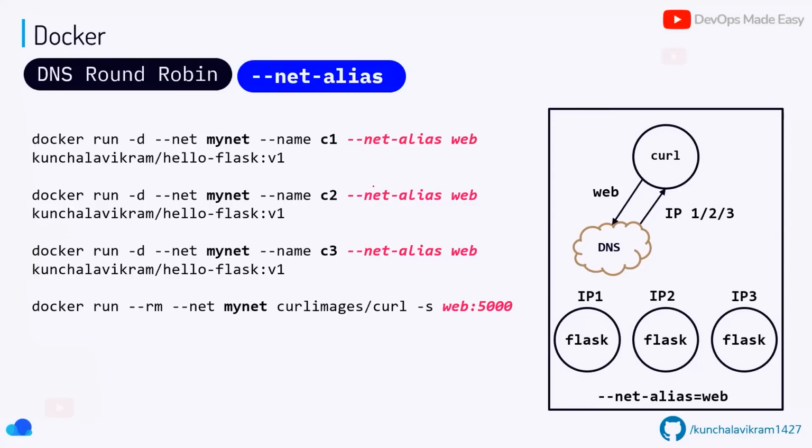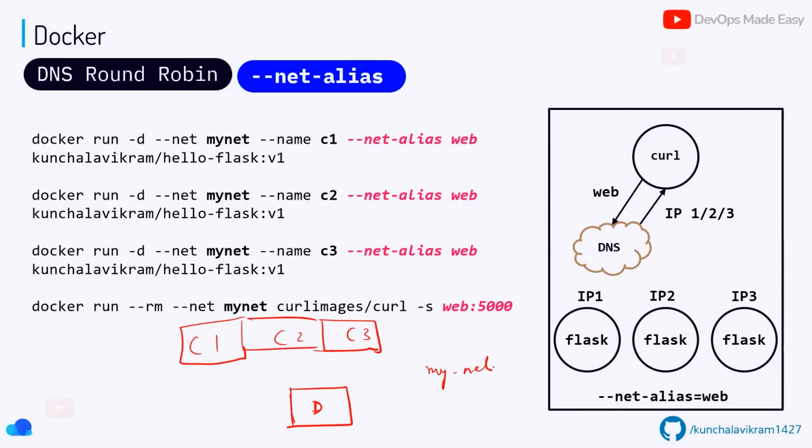Okay. So the meaning is, see here, I have my network. I have three containers, C1, C2, and C3. Clear? And let's assume I have one more container called D. So now tell me, C1, C2, C3 are individual containers, and D is also an individual container, all running on a closed bridge network called MyNet. If I want to talk to C1, what will I do?